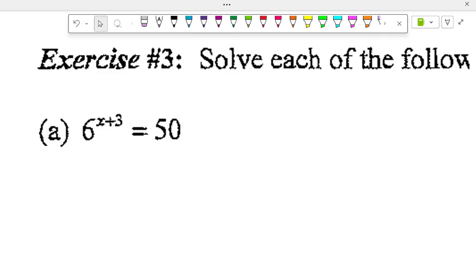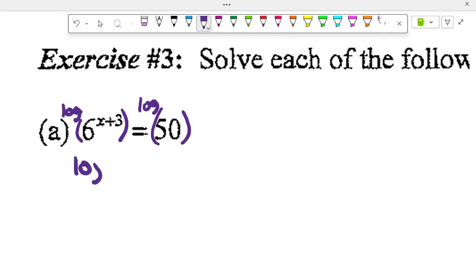Technically it is, because the plus 3 is in the exponent, so it doesn't matter. The only time it's not by itself is if that plus 3 is down here, outside the exponent. So we can go ahead and take the log of both sides. So I have log of 6 to the x plus 3 is equal to log of 50.